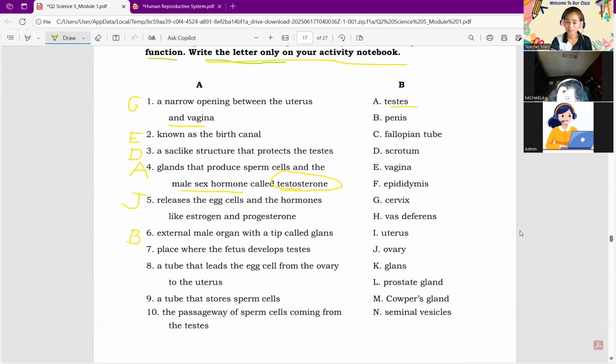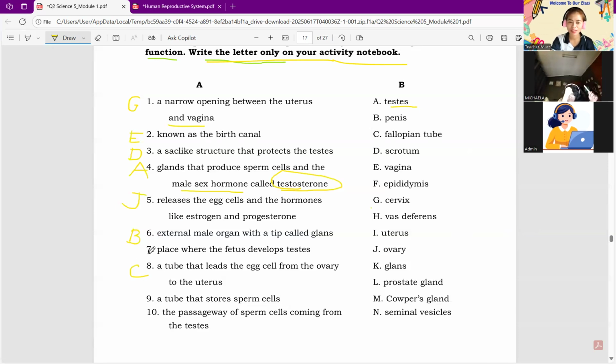Tube that leads the egg cell from ovary to uterus. Okay, what is that tube? From ovary to the Fallo- uterus. Fallopian tube. Okay, very good. That's fallopian tube, which is letter C.